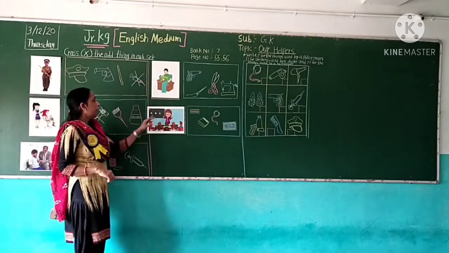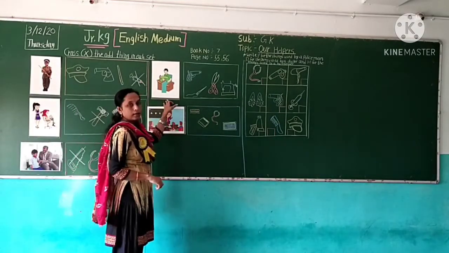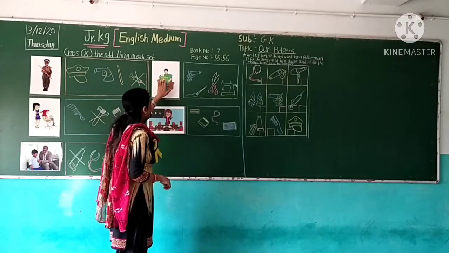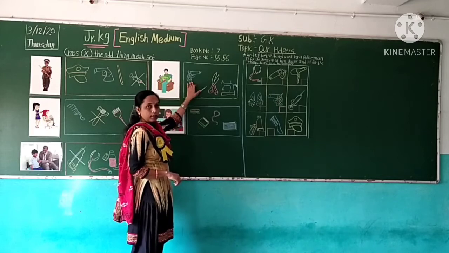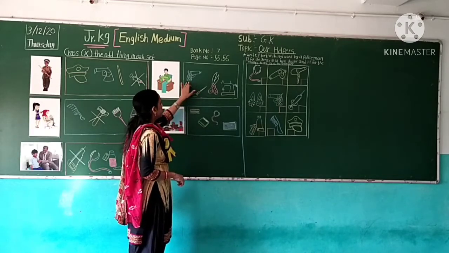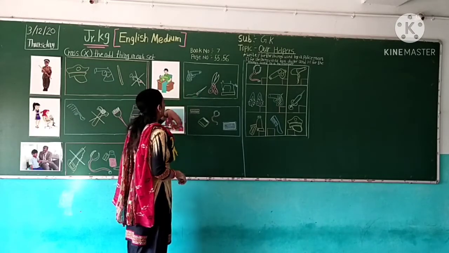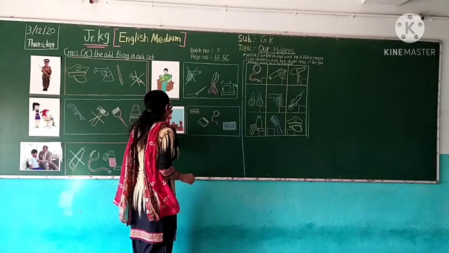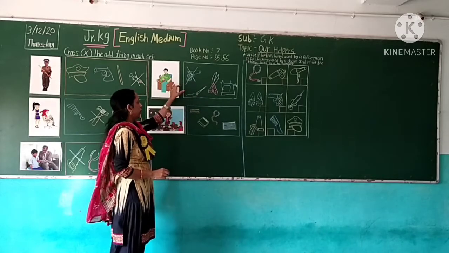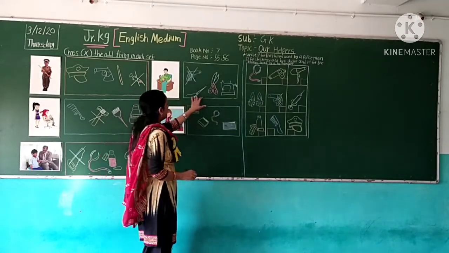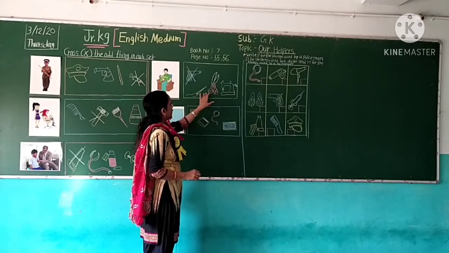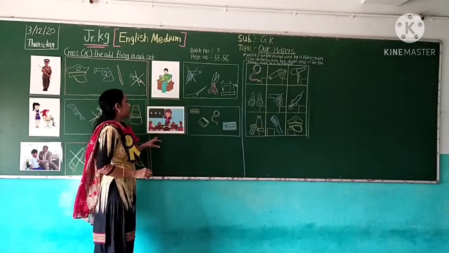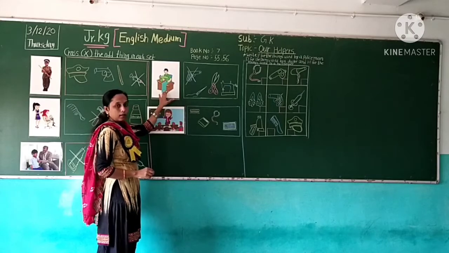Now next, what is this? Tailor. Which picture is this? Tailor. Does a tailor use these things? No, this is a gun. A gun is used by a policeman. So here we cross. A gun is not used by a tailor. Okay. These three things, look here. Scissors, machine. A tailor uses these things.